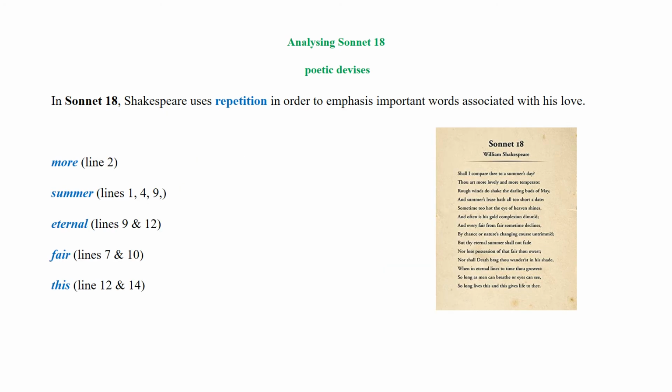Poetic Devices. In Sonnet 18, Shakespeare uses repetition in order to emphasize important words associated with his love. More, summer, eternal, fair, this.